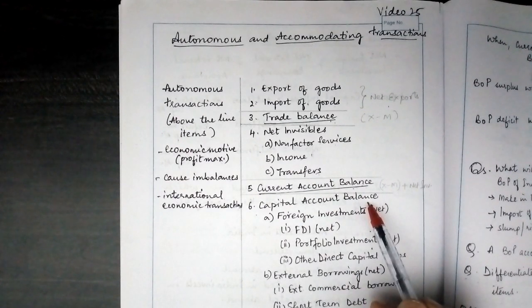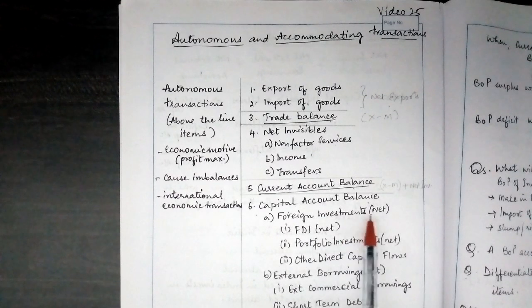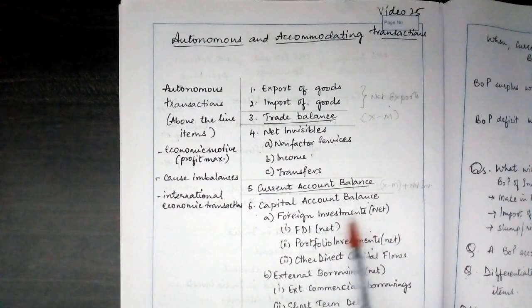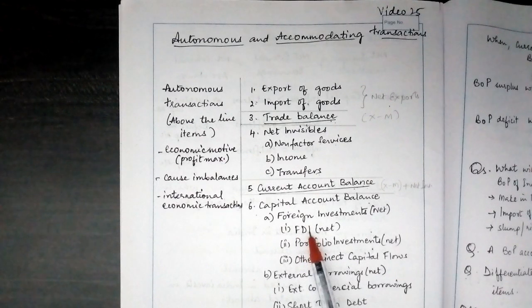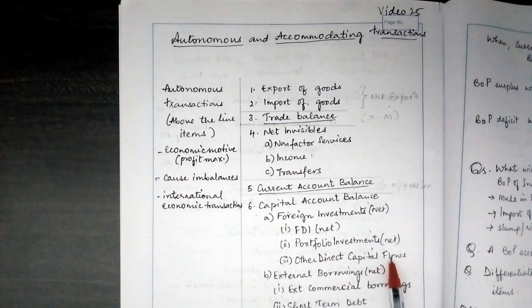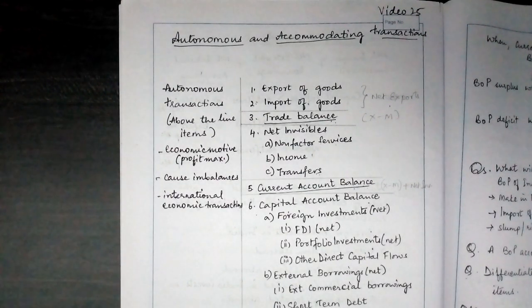The capital account balance, on the other hand, includes foreign investments, that is the net value. Net value means the difference between the receipts and the payments. So, foreign investments like the FDI, foreign direct investment, the portfolio investments, and other capital flows. Then the external borrowings, the external commercial borrowings and the short-term debt. And finally, the external assistance.